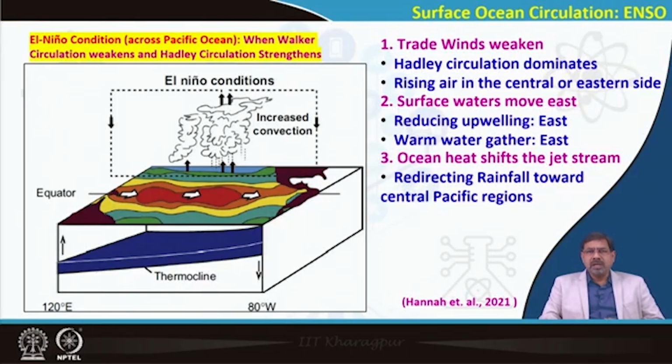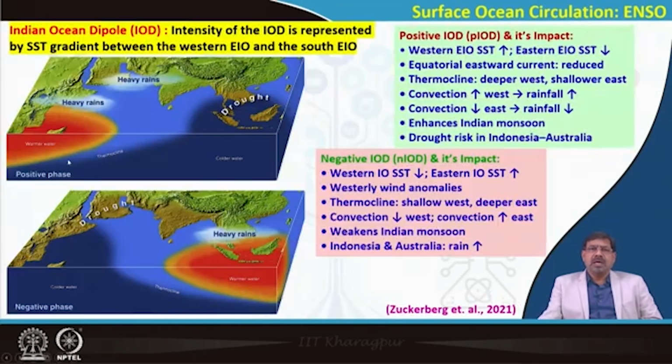So, trade wind weakens, Hadley circulation dominates, rising air in the central and eastern side happens, and coming to the surface water, it moves eastward, leading to a reduction in the upwelling phenomena in the eastern side, and warm water is gathered. And the third one is the ocean heat shifts the jet stream, redirecting the rainfall towards the central Pacific region.